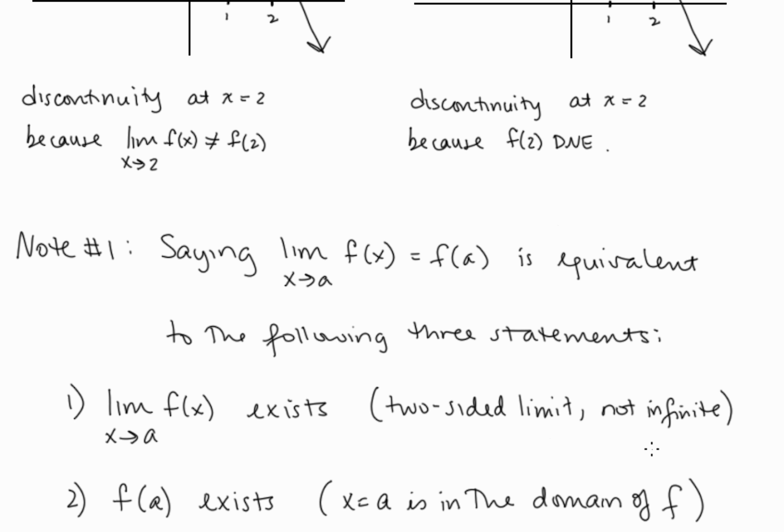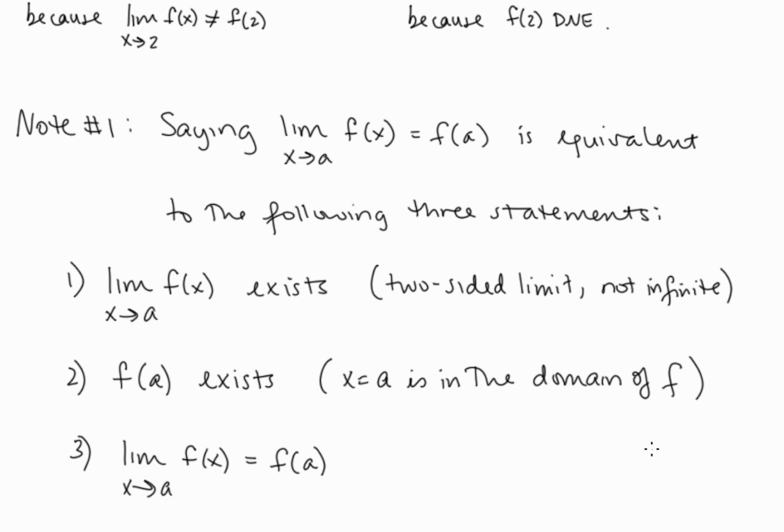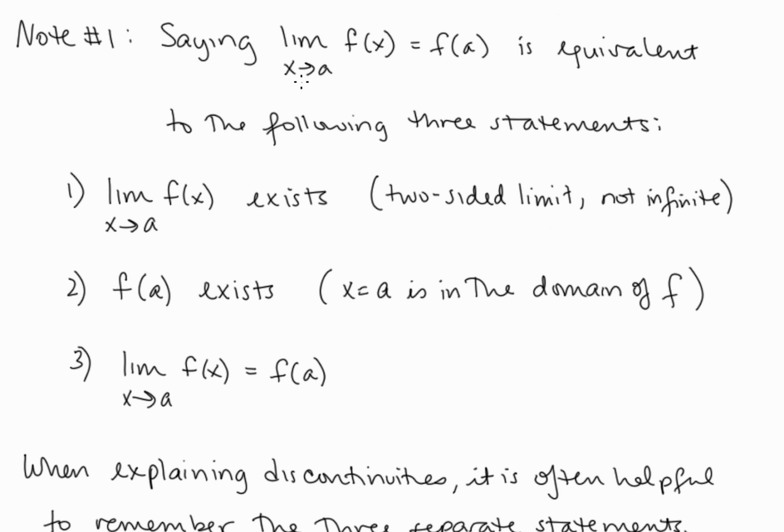And I want to point out a couple of things about the definition of continuity. The first thing is that saying the limit as x approaches a of f of x is equal to f of a is equivalent to the following three statements. The first is that the limit as x approaches a of f of x exists, and we mean as a two-sided limit and as a real number, not infinite.